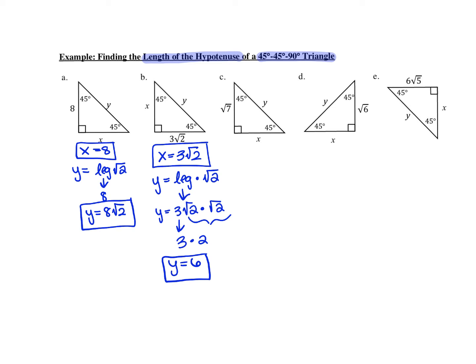Okay, letter C, x is going to be the square root of 7. And then the y would be root 7 times root 2. So that would be root 14. So go ahead and pause the video, try and do D and E on your own, and then unpause the video to check your answers.